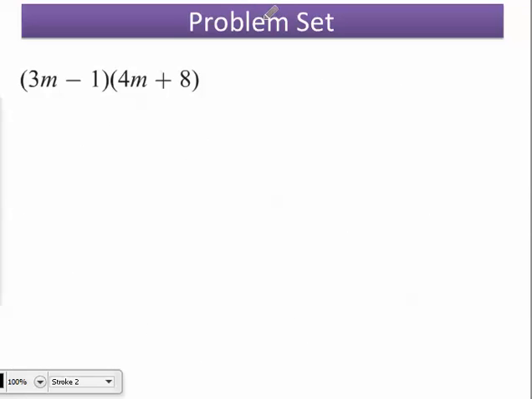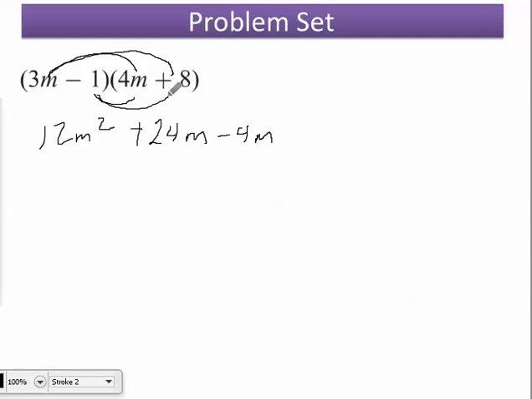Okay? So let's try this one more time. I'm just going to do this one by FOIL. 3m times 4m gives me 12m squared. 3m times 8 gives me a plus 24m. Okay, negative 1 times 4m gives me a minus 4m. And negative 1 times 8 gives me a negative 8. Adding this together, I get 12m squared plus 20m minus 8.